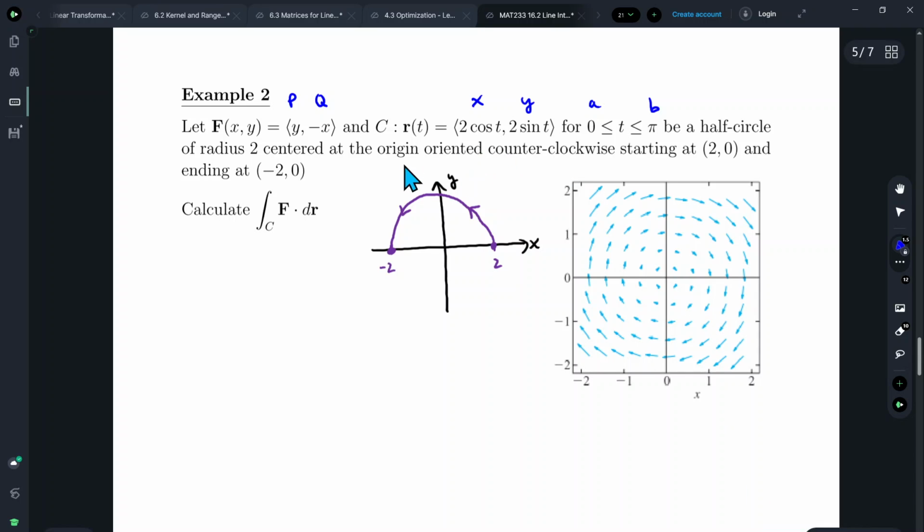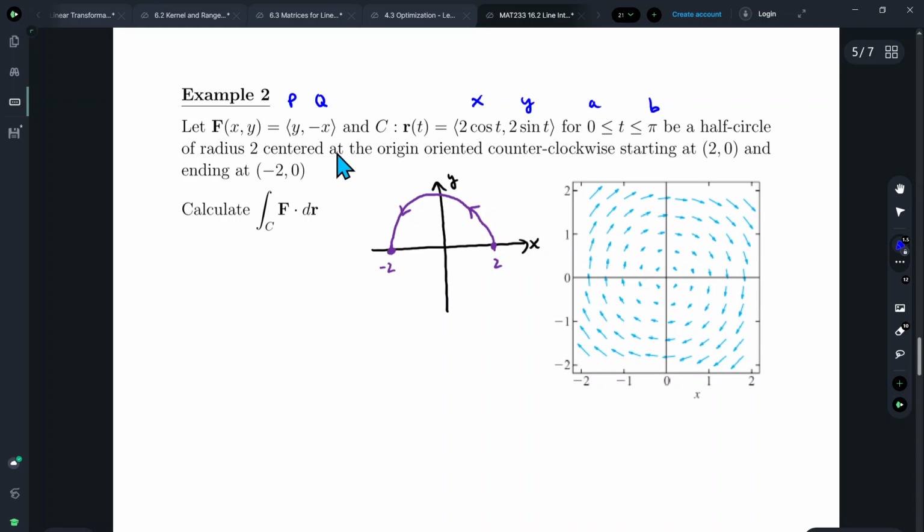In this video, we'll take a look at calculating a line integral for a two-dimensional vector field. Okay, so the vector field we're looking at is y comma minus x, and it's shown in this diagram here. So you can see that the vector field is sort of rotating in this direction around the origin.